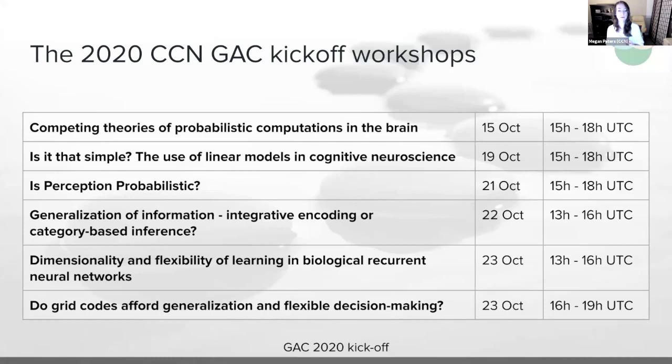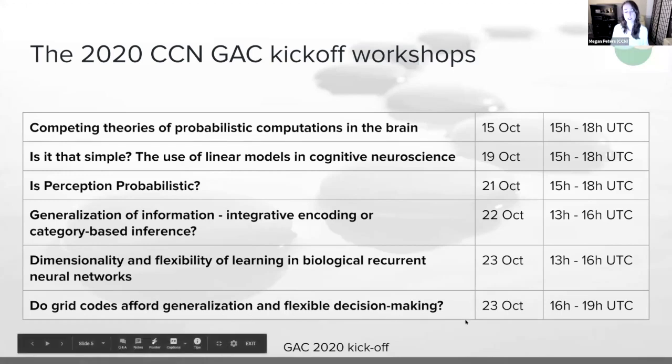And we've got 3 more starting today. We've got generalization of information, integrative encoding, or category-based inference, and that is the one that you guys are in right now. And then we also have 2 tomorrow, dimensionality and flexibility of learning in biological recurrent neural networks, and grid codes for generalization and flexible decision making.